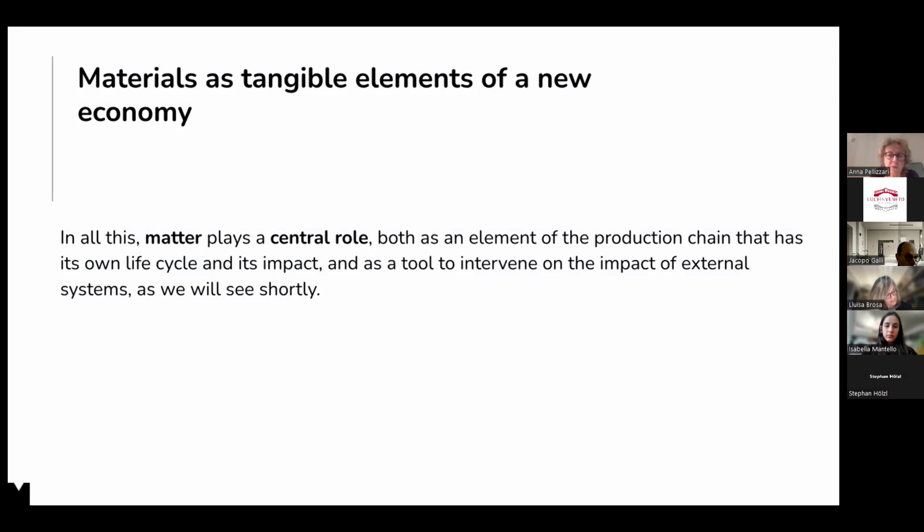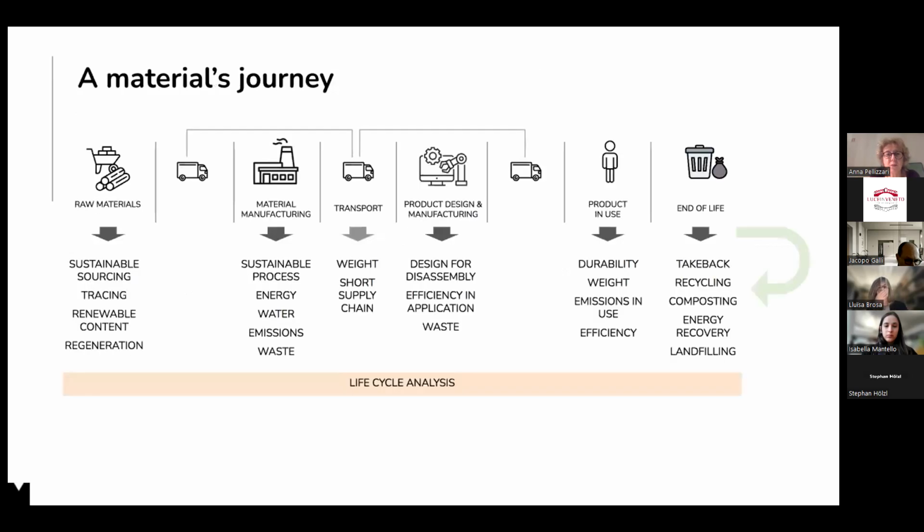But we try to focus only on those families of materials that can be more relevant for your industries. So when considering a material, one should take into account its whole journey. We start from raw materials, and the main issues here are sustainable sourcing and tracing where possible. Tracing is becoming more and more central, and it will become even more central.